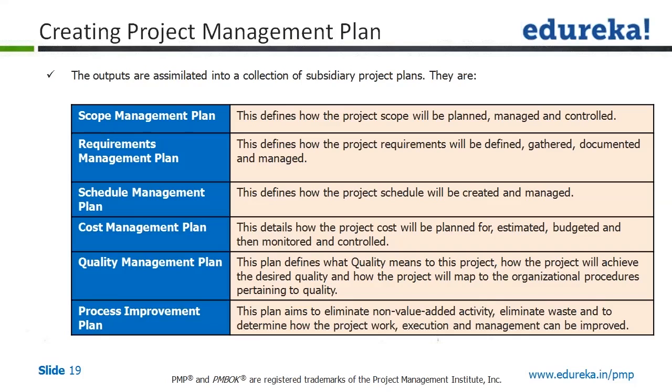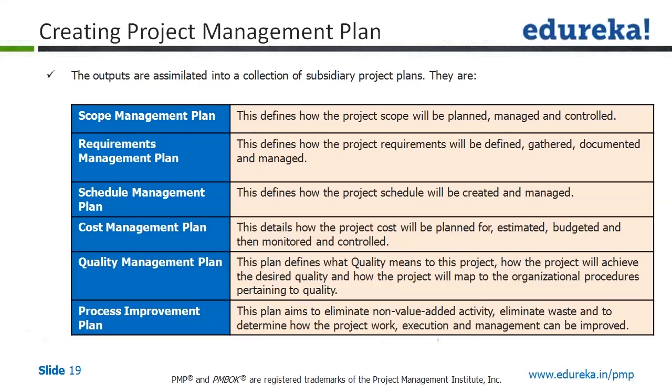A requirements management plan very clearly indicates how the project requirements are going to be defined, how you would gather those requirements, and how you would manage them. To understand each management plan, remember that each one deals with the respective area: how that area can be planned, managed, and controlled. These are the three keywords for knowing what is meant by the respective management plan.